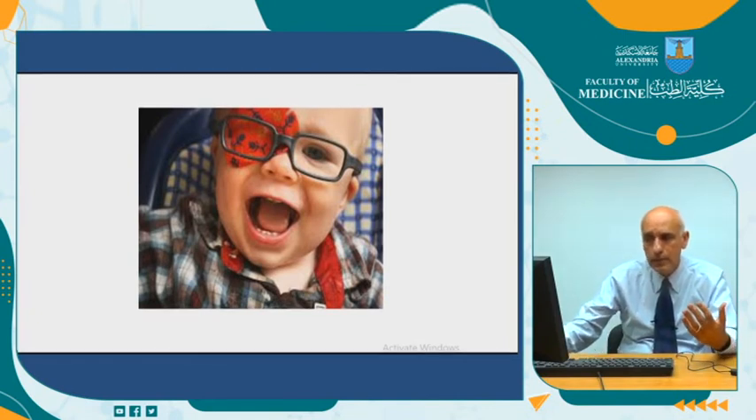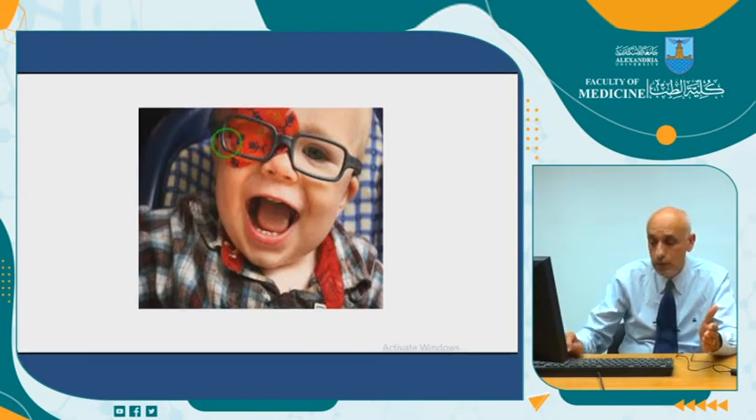Then we have a schedule for this occlusion, and this is very important. Sometimes you might meet this child in a mall, and why? Because usually we keep them patched all day for 12 hours and so on. So you might be confronted with a child like this in a mall, in a cinema, in the street. Then you know that this child has amblyopia and is doing what we call occlusion therapy for this eye.